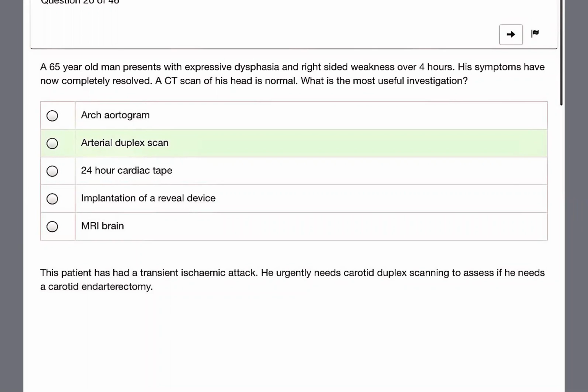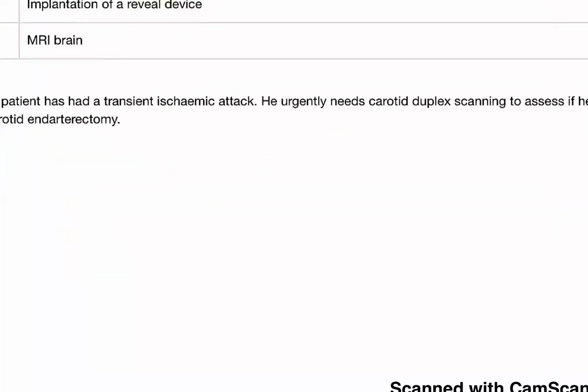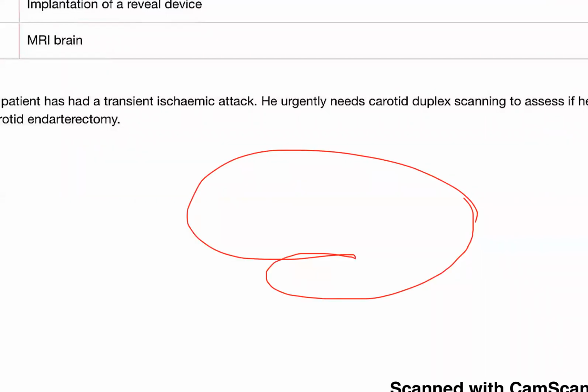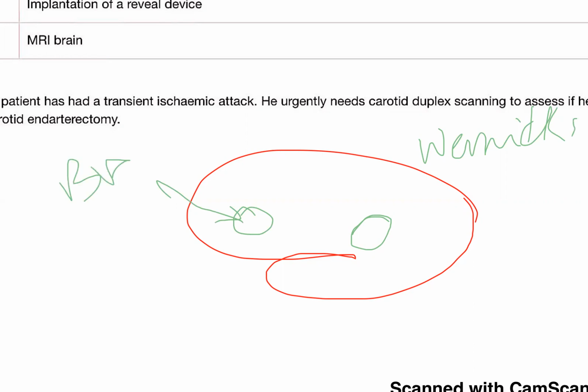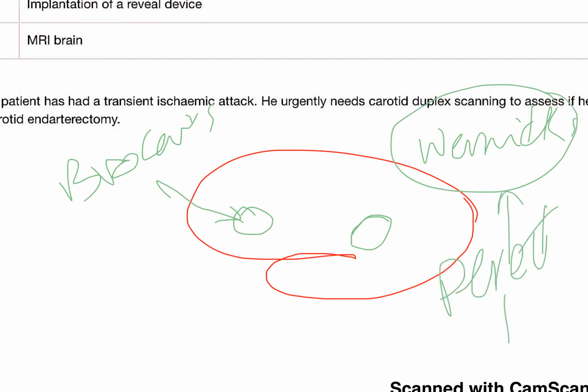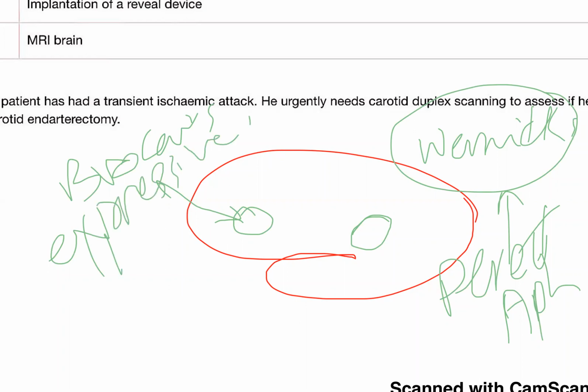The area of the brain that is attacked, the Broca's area, which is responsible for expressive aphasia, is supplied by this artery. This is our brain, and we have two areas: one area here called Wernicke's, responsible for perceptive or receptive aphasia, and one area here called Broca's, responsible for expressive aphasia. Both of them are in the range of the middle cerebral artery.